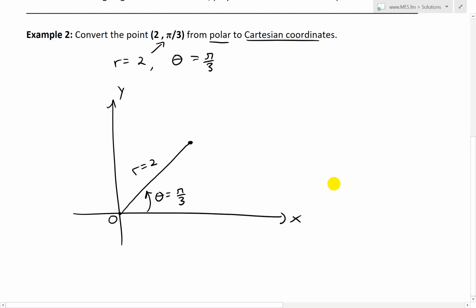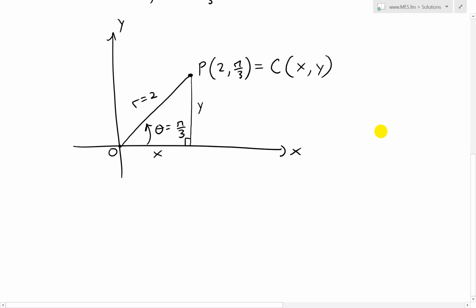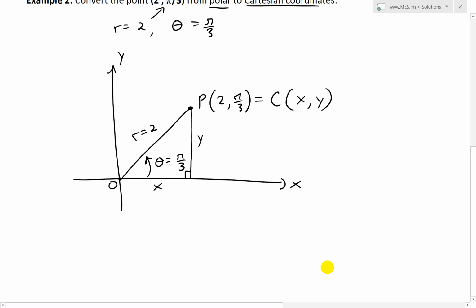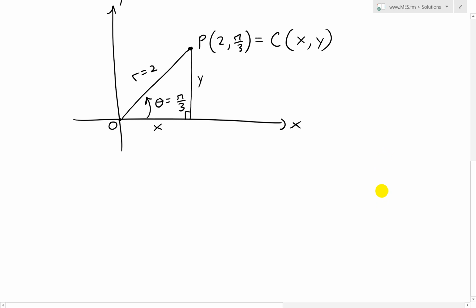So if we have the polar coordinates, I'll write that as P, 2, pi over 3. Let's say we want to know the equivalent in Cartesian coordinates, x, y. To solve that, as I've done before, we draw a right angle triangle perpendicular to the x-axis and use trigonometry. The distance across here is y, the distance across here is x. So in polar that's what it is, and then we need to find x and y, and we can use the Pythagorean theorem and trigonometry.